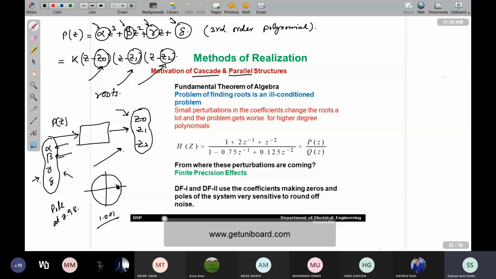सो कहने का मसला ये है कि अगर आप डायरेक्ट इसको इंप्लीमेंट करते हैं बिकॉज ऑफ द फाइनाइट प्रिसिजन इफेक्ट्स, अगर 1, 2 और 1 या 1 माइनस 0.75 या 0.125 को हम इनफाइनाइट प्रिसिजन में रिप्रेजेंट नहीं कर सकते, तो there will be perturbation in representing these numbers in digital systems. So as a result of that आपके रूट्स के ऊपर इसका इफेक्ट ज्यादा सीवियर होगा, और ये सीवियरिटी बढ़ती चली जाएगी if the degree of the polynomial is higher.